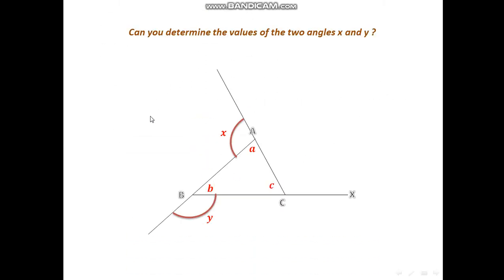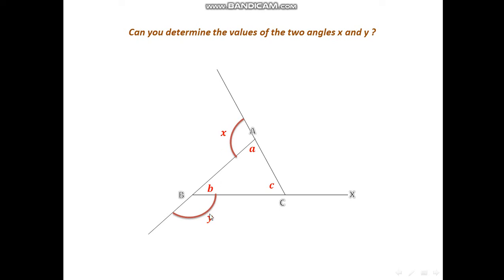Now, can you determine the value of the two angles X and Y? I want the value of X and I want the value of Y. Now we have the triangle ABC again, and A, B, C are interior angles because they are inside the triangle, and X and Y are external angles because they are outside of the triangle. X is an external angle at point A of the triangle, and Y is an external angle at point B of the triangle, and I want the values of X and Y.